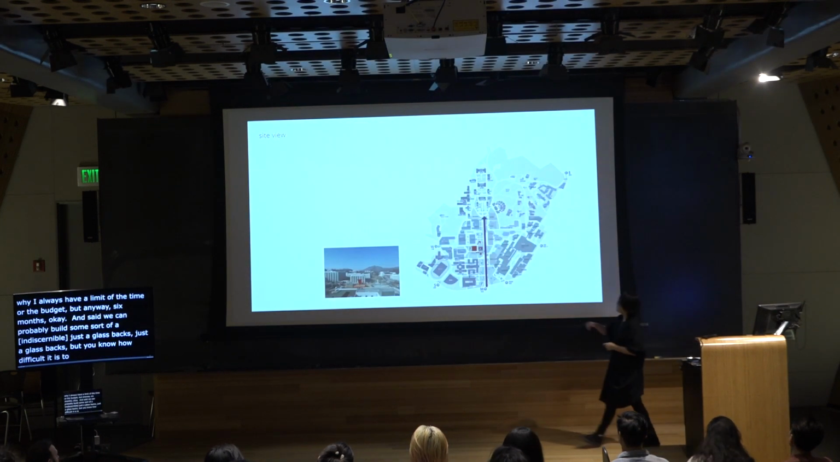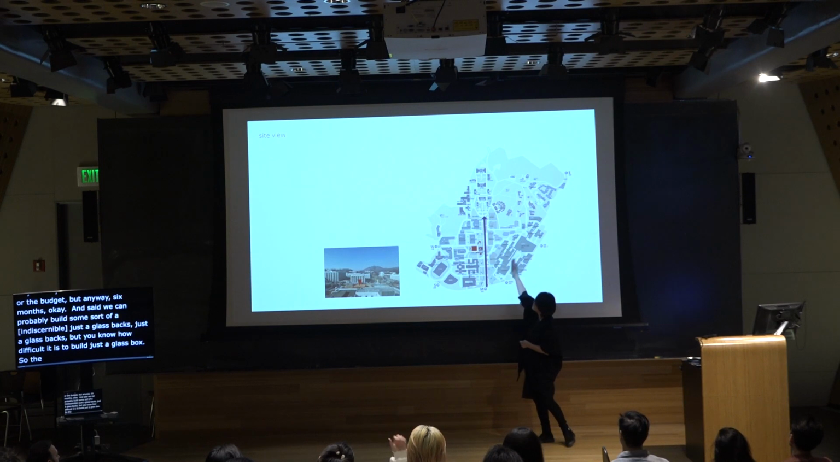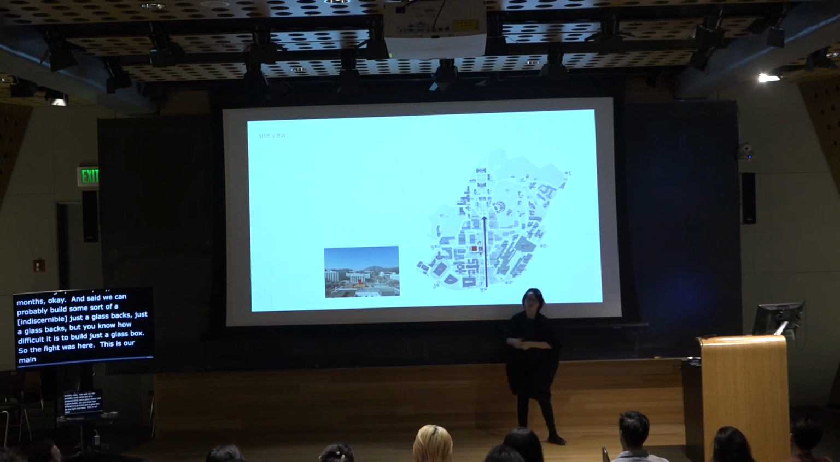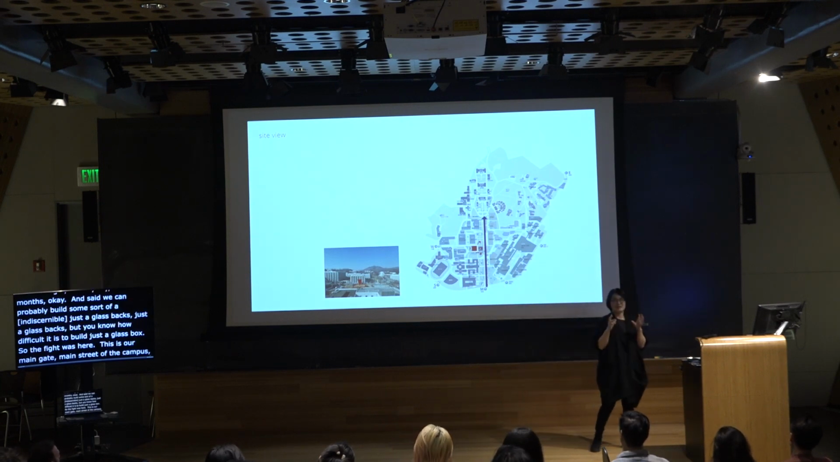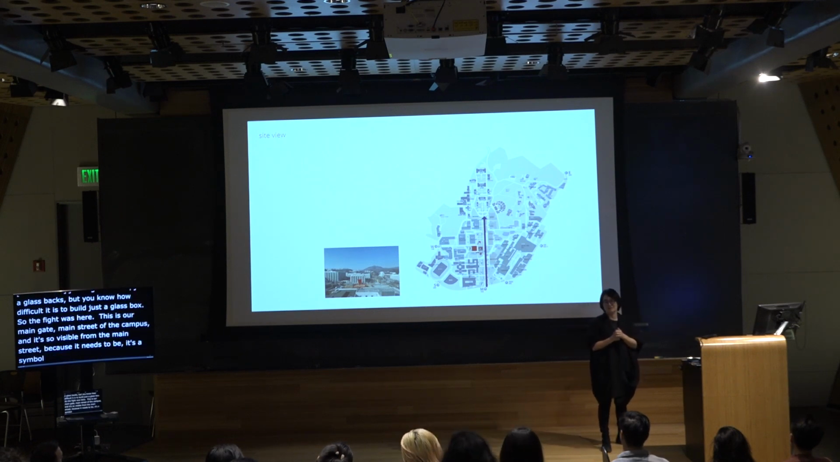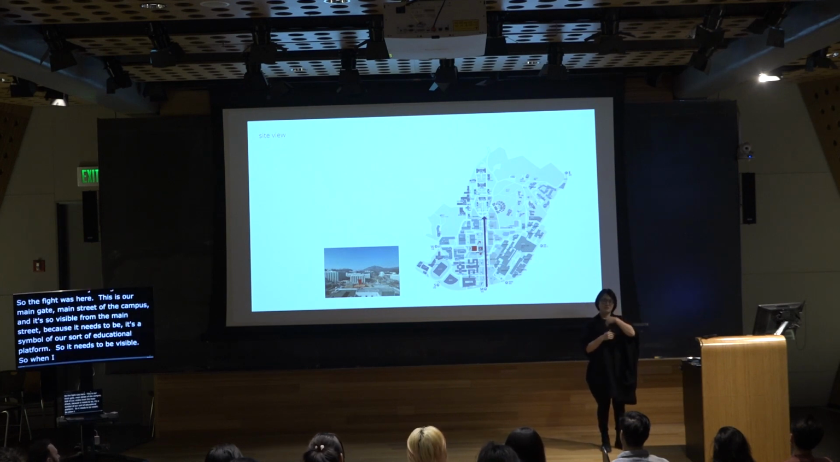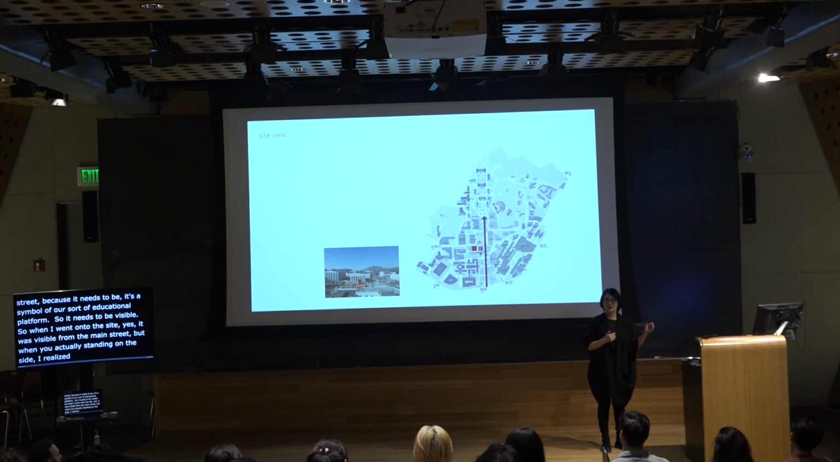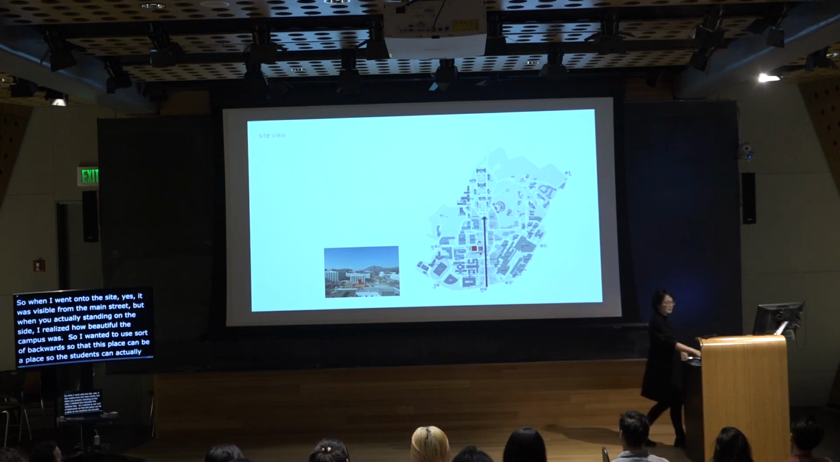So the site was here. This is our main gate, the main street of the campus, and it's so visible from the main street because it needs to be, it's a symbol of our open educational platform. So it needs to be visible. When I went onto the site, yes, it was visible from the main street, but when you're actually standing on the site, I realized how beautiful the campus was. So I wanted to face backwards so that the students can actually enjoy the view towards the campus.